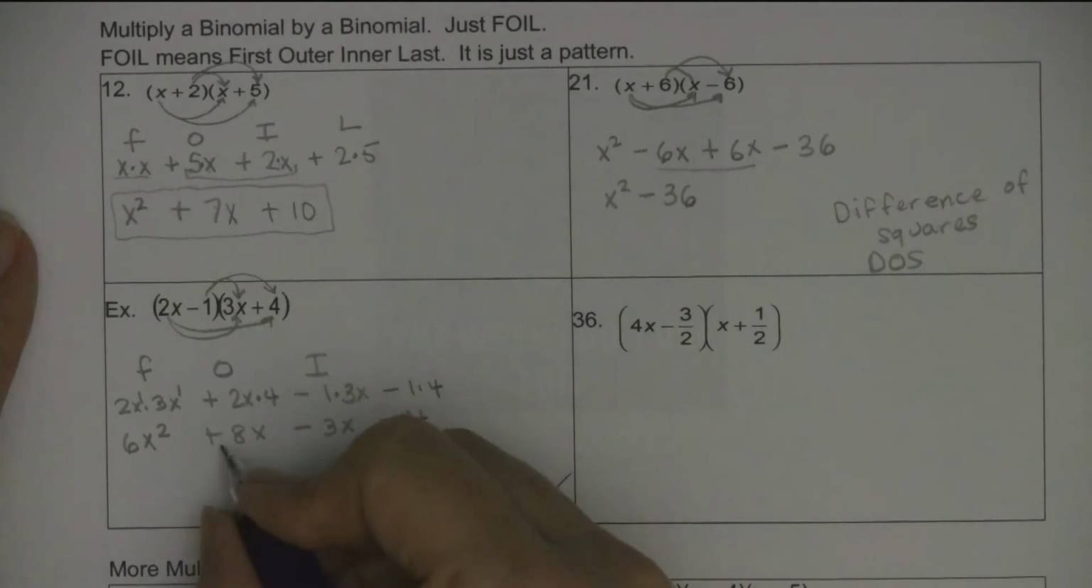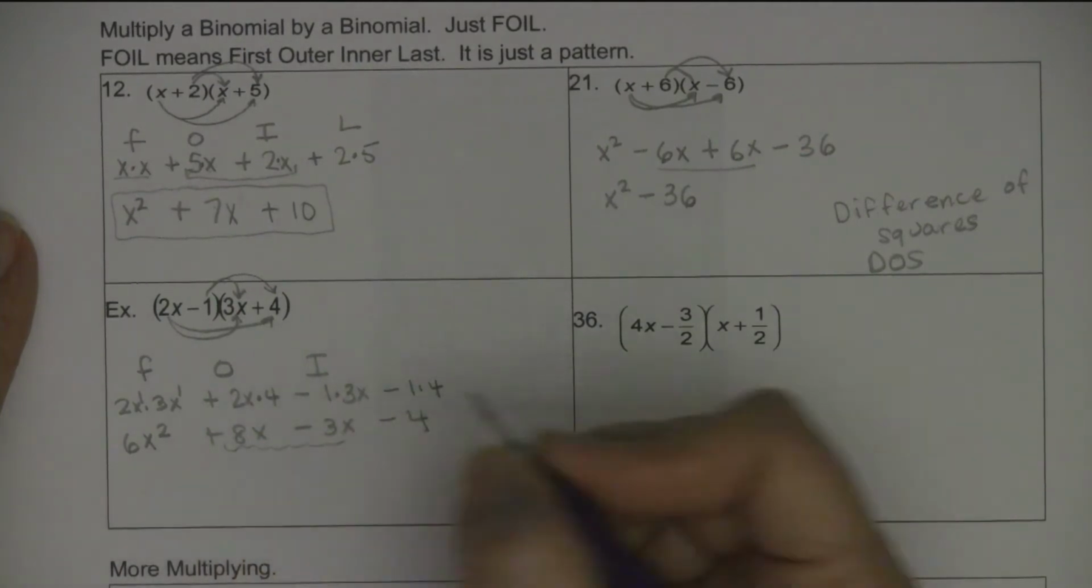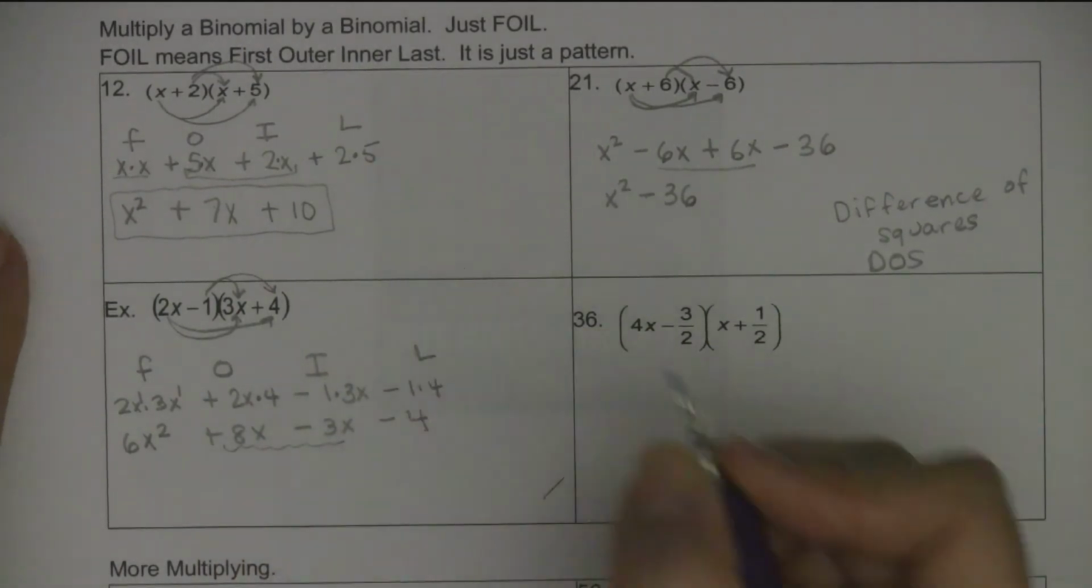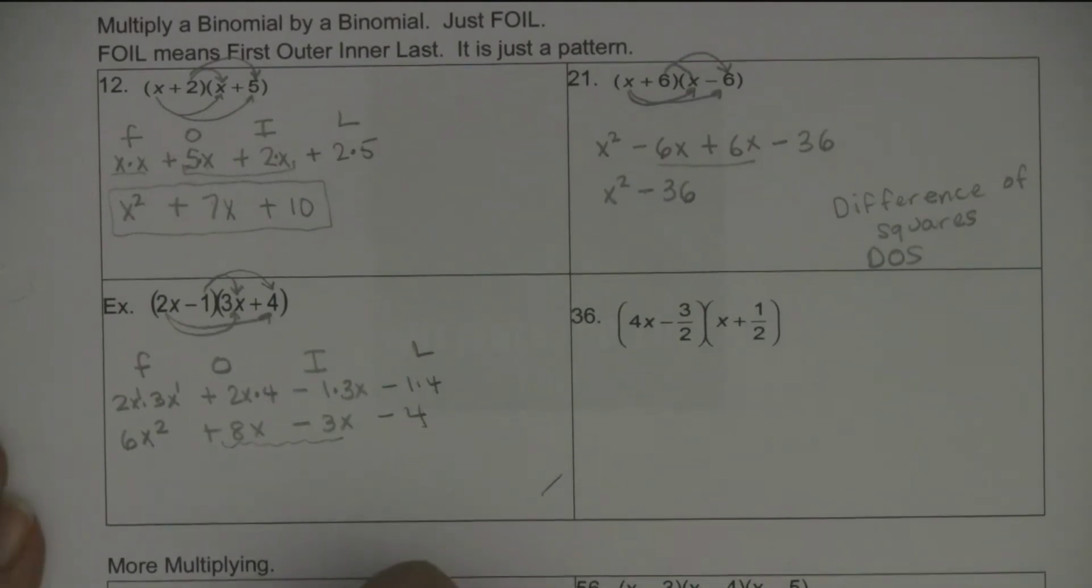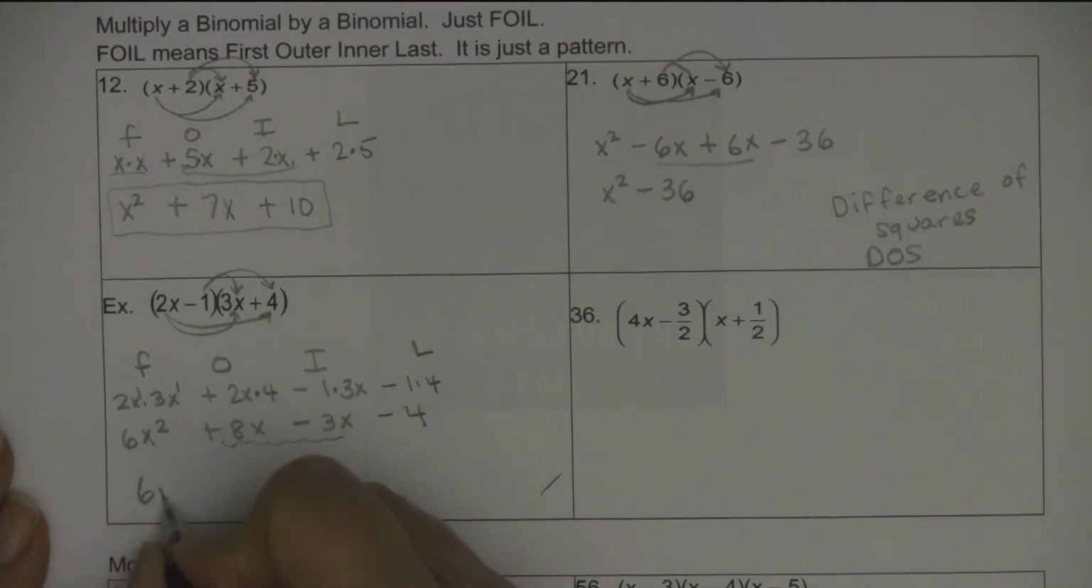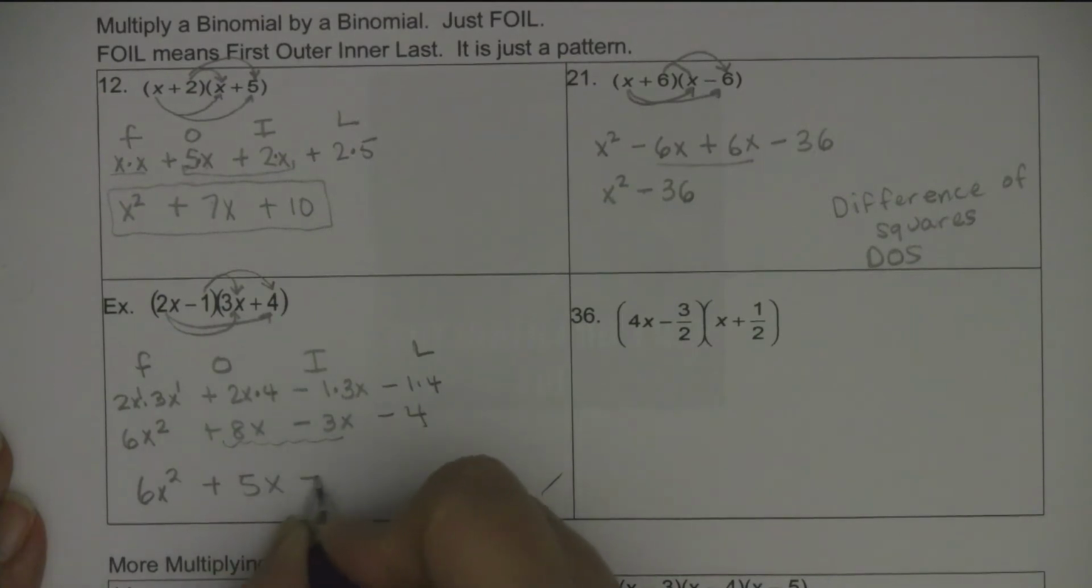And then notice again that a lot of times the outer and the inner, right? The outer and the inner are like terms. They're not always like terms, but a lot of times they are. And so since they're like terms, I can add those together. 8x take away 3x is 5x. And so this is 6x squared plus 5x minus 4.